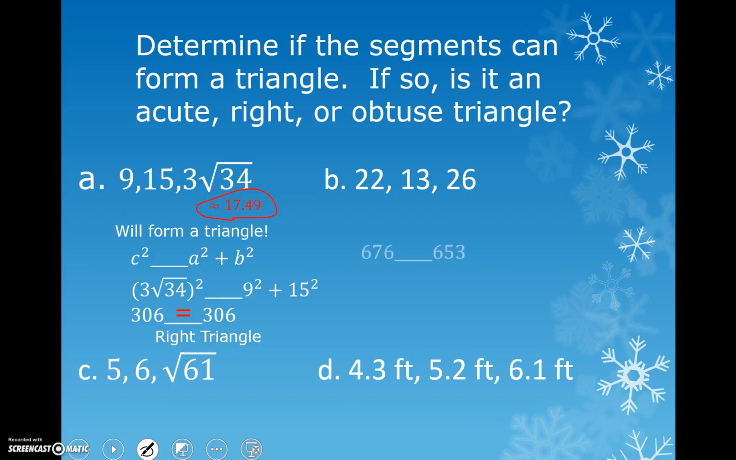So for letter B, same deal. We get 676 and 653. Based upon that, it's a greater than, therefore it's going to be an obtuse triangle. Always put the biggest number within. Go ahead and try C and D right now.